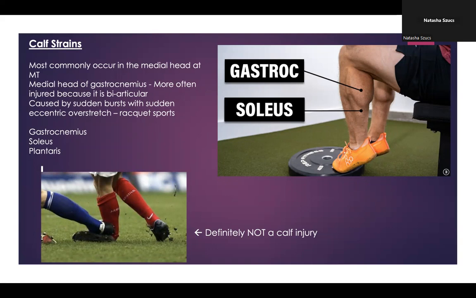And whenever you're getting a calf strain, you also want to check, again, very similar to the hamstrings, the SI joints and lumbar spine, see what's going on there, because that could be causing the pronation.